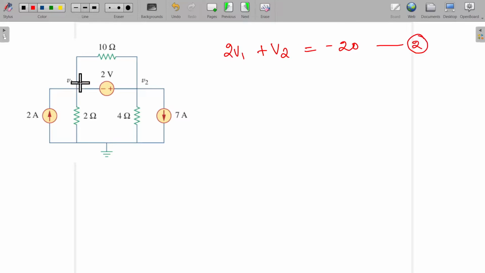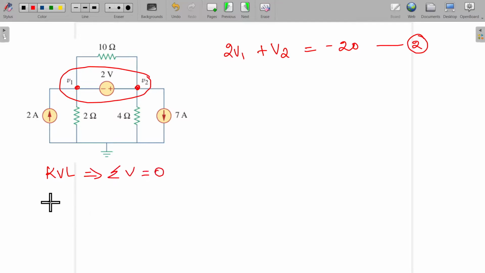After this, we have to write the KVL for this supernode, Kirchhoff's voltage law. What is Kirchhoff's voltage law? It states that the summation of voltages in a closed path is equal to 0. So we can write the KVL as V1 minus V2 equal to minus 2 volts. V1 minus V2 is equal to minus 2. This is your third equation.